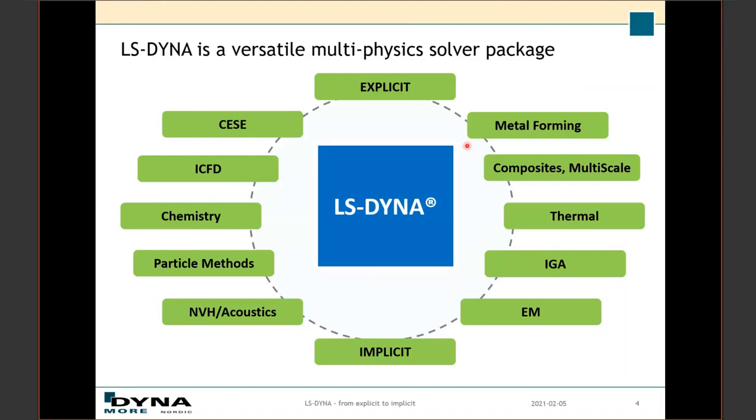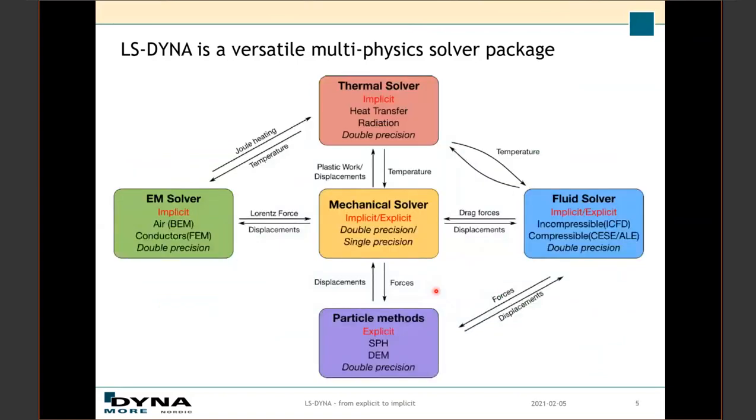Like today, we can combine the thermal solver, chemistry solver, and the electromagnetics solver to address the new challenges with batteries, for example. And all these available solvers, they are more or less coupled to each other. So you could have truly multiphysics coupled with fluid interaction, heat transfer, electromagnetics, and so on. So the idea behind the LS-Dyna package is that you should be able to apply it to more or less any problem within physics. So today I will be focusing on the mechanical solver and mainly on the implicit, of course.